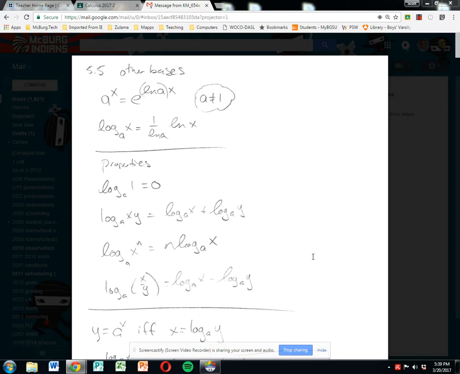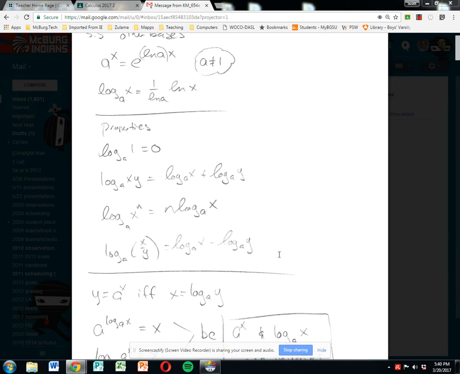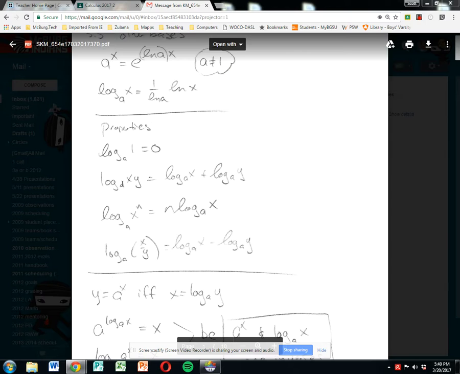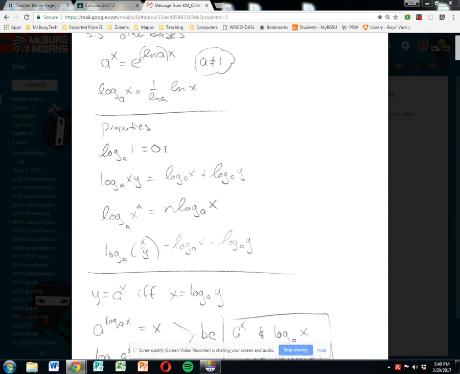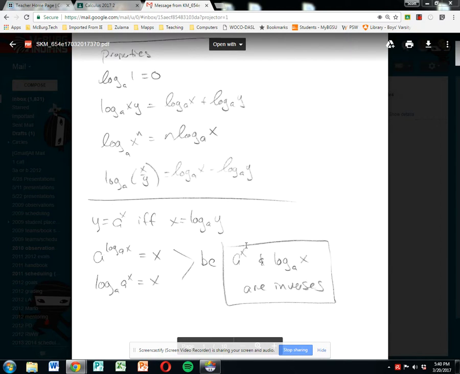If you have some base a to the x, that is equal to e to the ln a to the x, or log base a of x is equal to 1 over ln a times ln x. These are some properties, a not equal to 1. All the properties of bases other than natural logs hold true as the same. The natural log and log of any base of 1 is 0. All these other things, as far as the addition or bringing the exponent out front, all hold true, same as we did before.